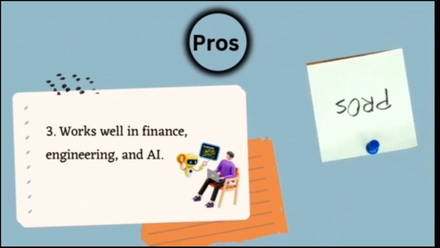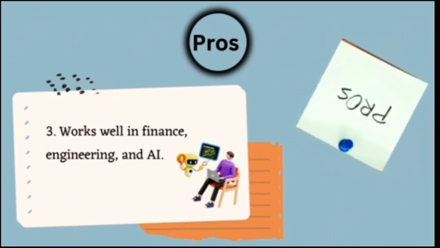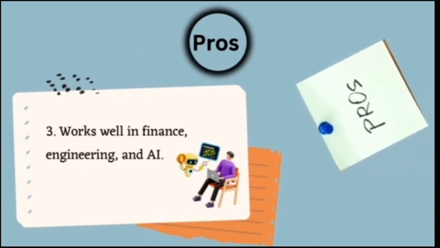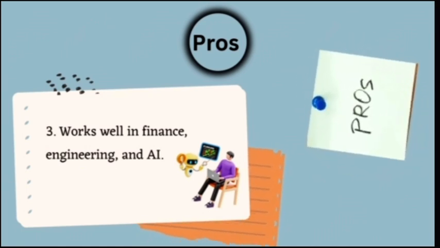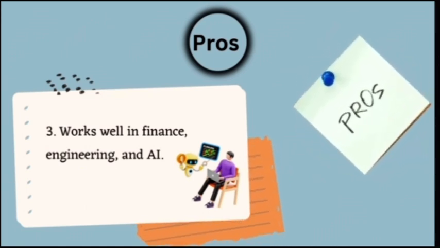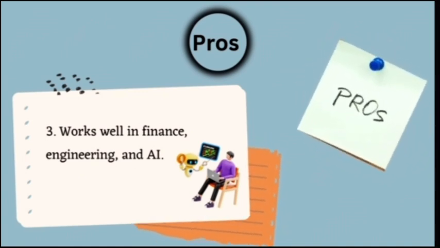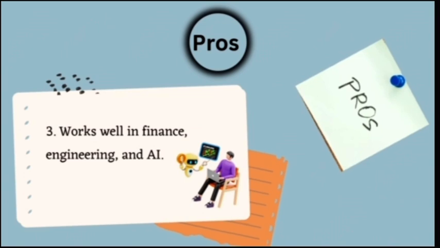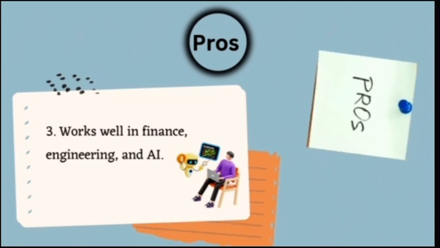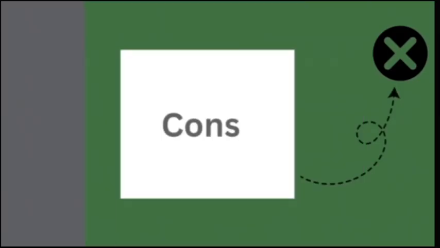In finance, it predicts stock market trends. In engineering, it estimates system reliability. And in AI, it helps to train models under uncertain conditions. For example, in engineering, it helps to predict the lifespan of a machine part based on different stress conditions.